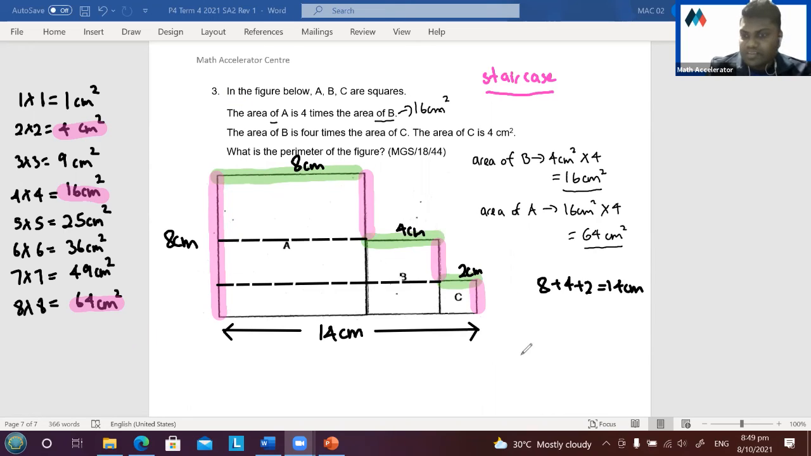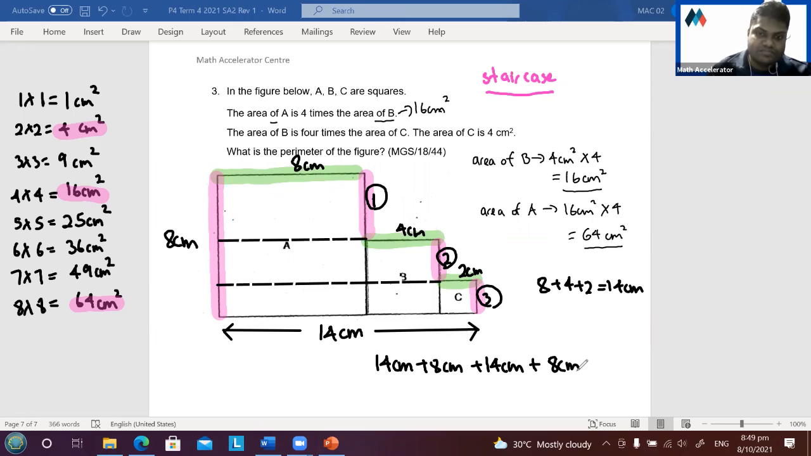It's also another 8 cm, yes? This part equals to this portion, this part equals to this portion, this part equals to this portion. So 1, 2, and 3. These 3 parts equal 8 cm as well, right? So therefore, the perimeter is actually 14 cm plus 8 cm plus 14 cm plus 8 cm. So this equals to 44 cm.